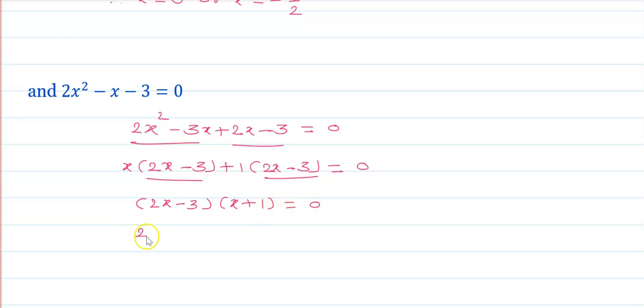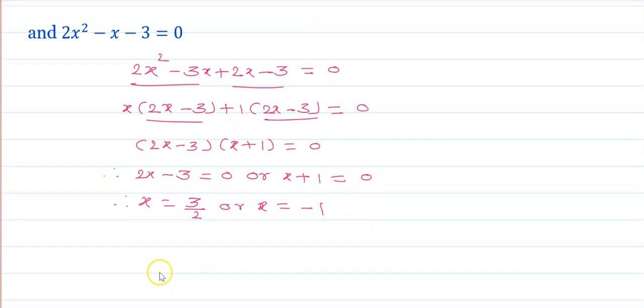And therefore next, 2x - 3 = 0 or x + 1 = 0, and therefore x is equal to 3/2 or x is equal to -1, and hence the solution set, that is C, is equal to, we will write here, the first element is -1 and the second is 3/2.